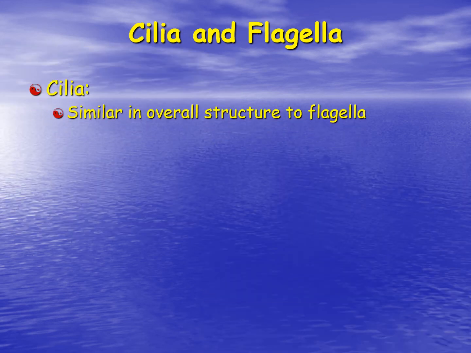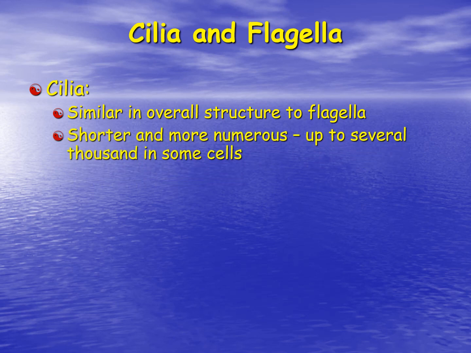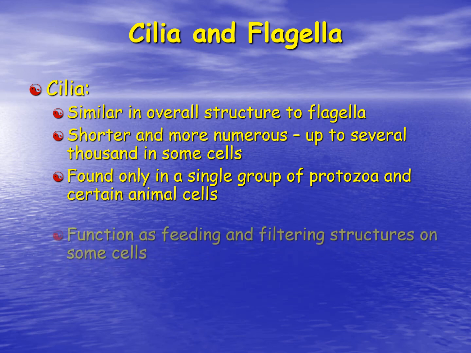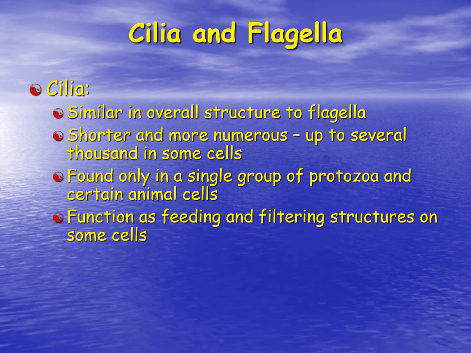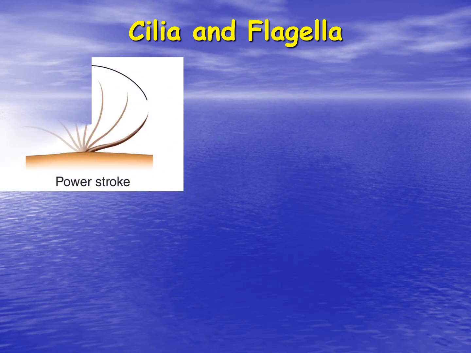The cilia are similar in overall structure to the flagella, but they are shorter and more numerous, up to several thousand in some cells. They're found only in a single group of protozoa and certain animal cells. They function as both feeding and filtering structures on some cells, and they're involved, of course, in movement. And they have directional movement.